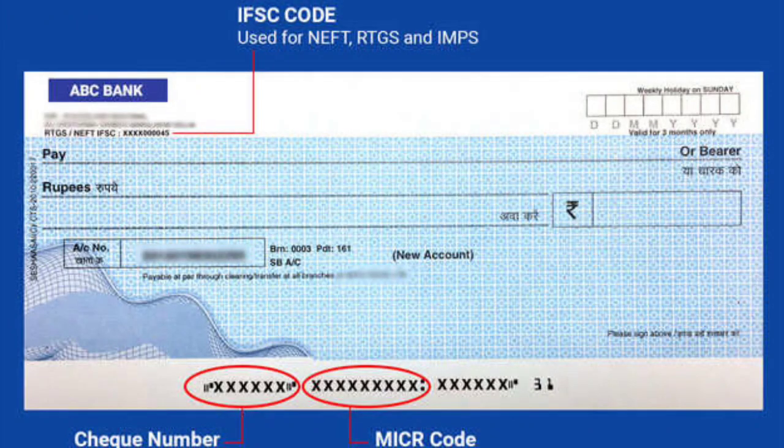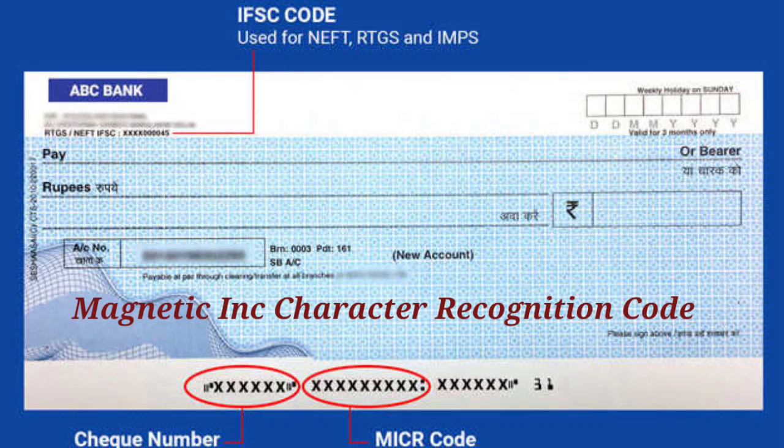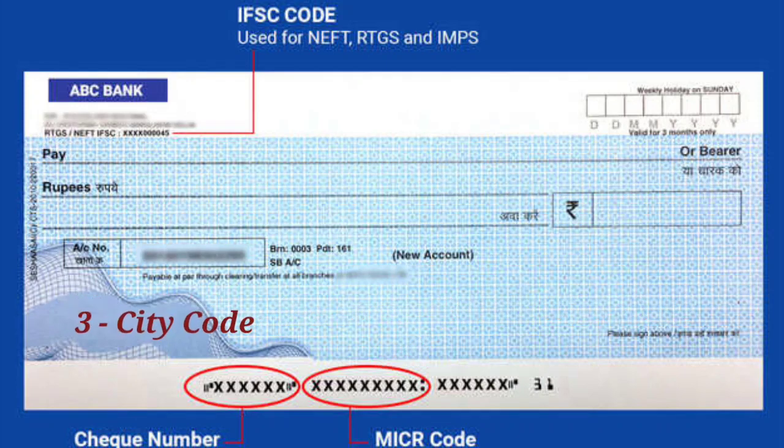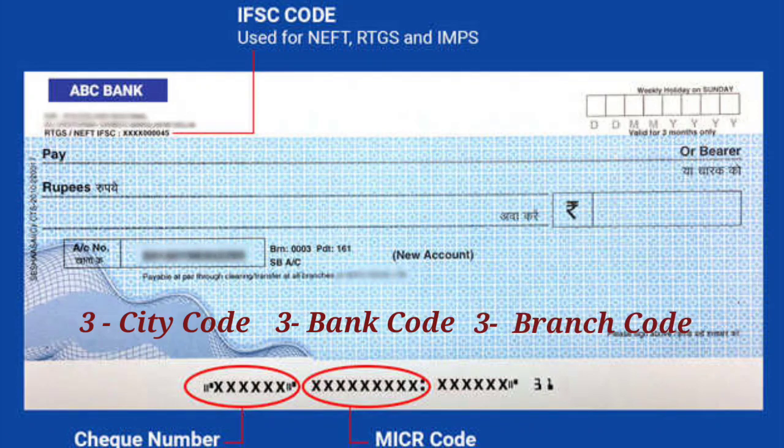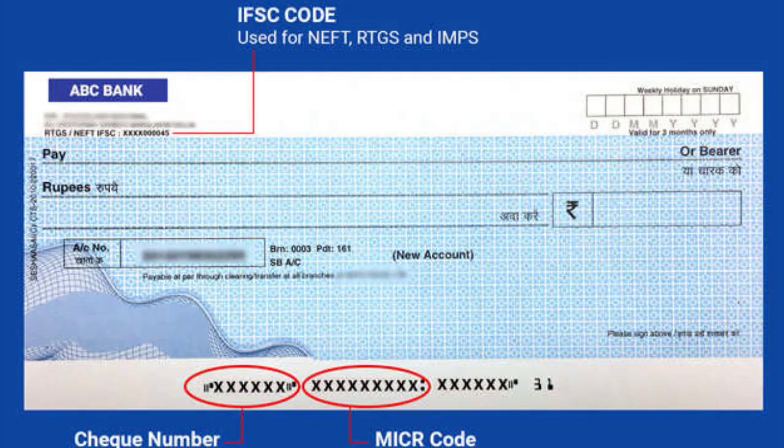Now let's explain all the digits of a MICR code, that is magnetic ink character recognition code. The 9 digits of a MICR code indicate the bank and the branch from where the check was initially issued to the account holder. The first 3 digits are the city code. The next 3 digits reflect the bank code and the last 3 represent the code of a branch. After the MICR code, there are 6 digits mentioned on a check and they are a portion of the account number. The last 2 digits at the bottom of the leaf are the transaction ID.